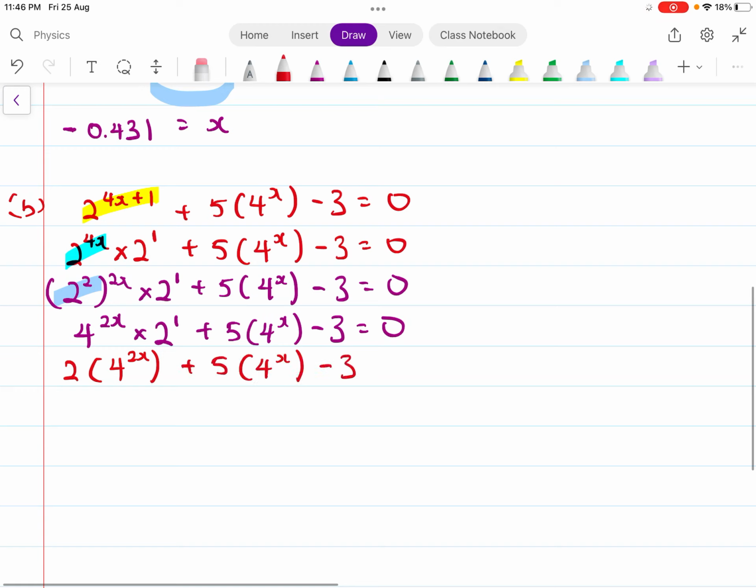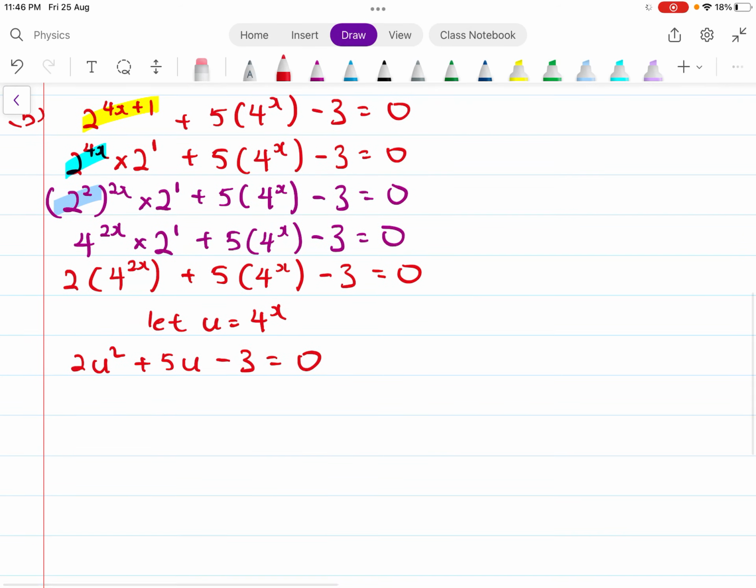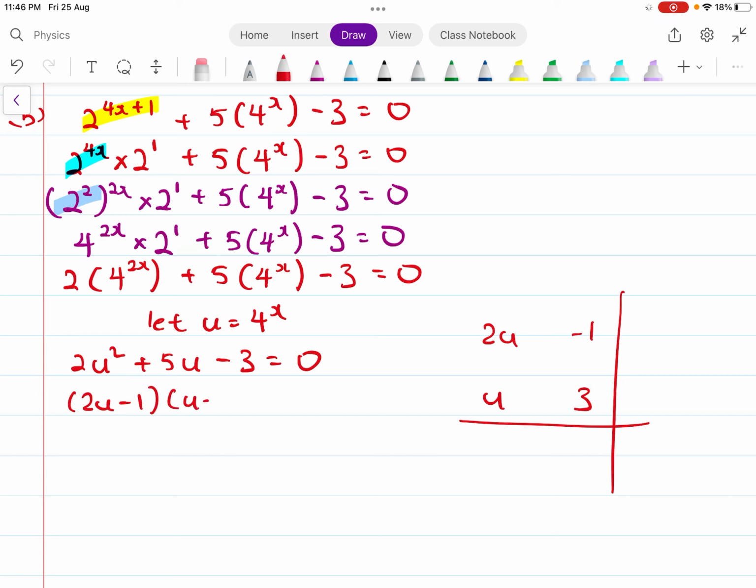So you can see now, I can let u be something already. So let u equal to 4 to the power of x. So the purpose is actually to make this into a quadratic equation. So it's back to E-maths. So this is 2u squared plus 5u minus 3 equal to 0. So we just need to do a bit of factorization. So for the factorization, 2u, 3, minus 1. So (2u minus 1)(u plus 3) equal to 0. So u equal to minus 3. As you can see, it's definitely rejected.